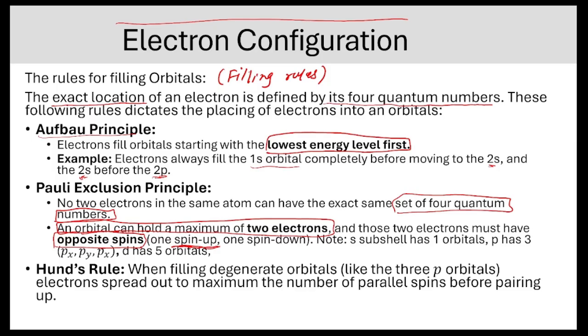And then we have Hund's rule. When you have orbitals of the same energy, like the 3p orbitals or 5d orbitals, electrons will enter them singly. Instead of filling two electrons within an orbital, they will spread out and enter them singly with parallel spins.